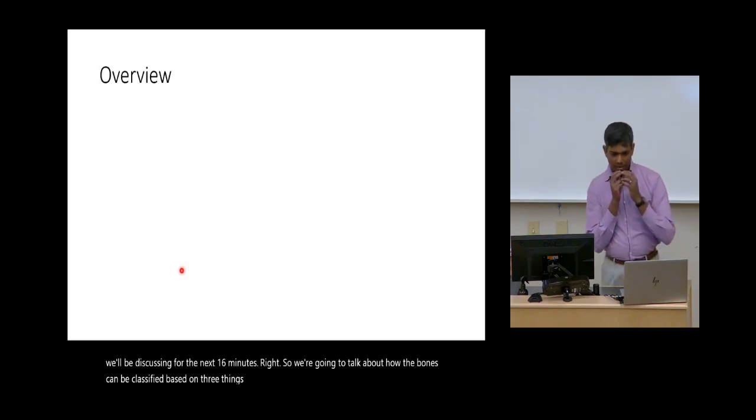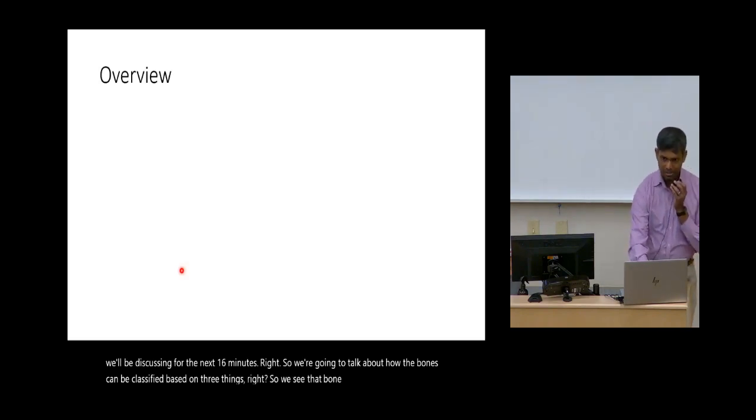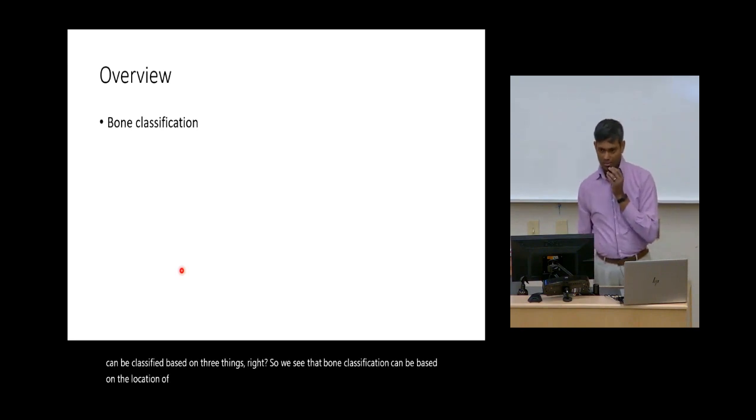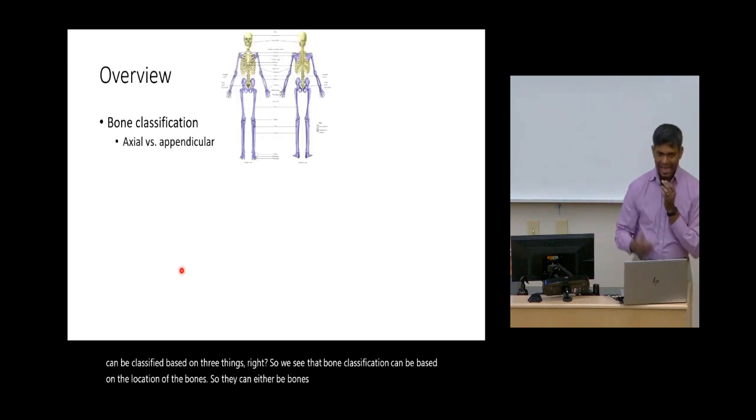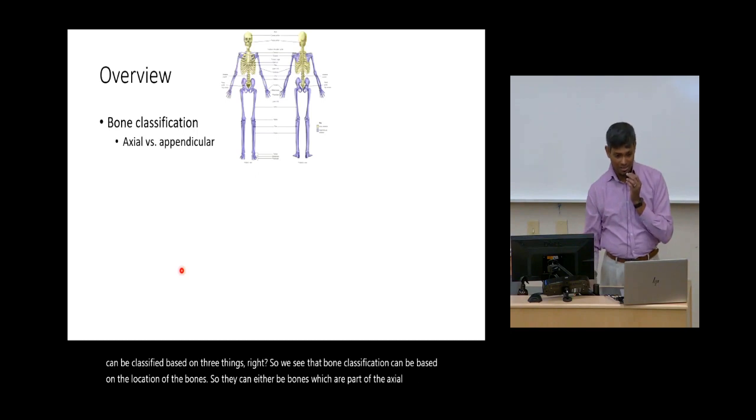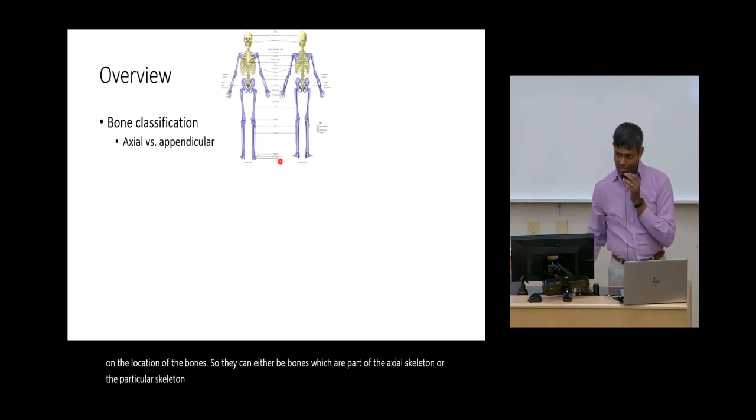So we see that bone classification can be based on the location of the bones. They could either be bones which are part of the axial skeleton or the appendicular skeleton. So we'll see how that classification is done.